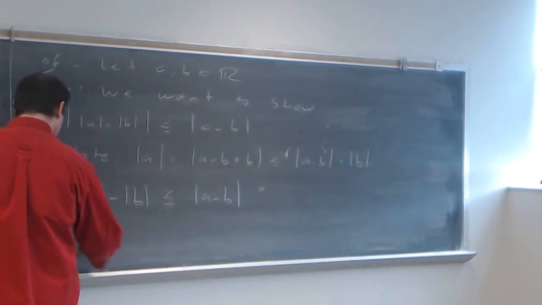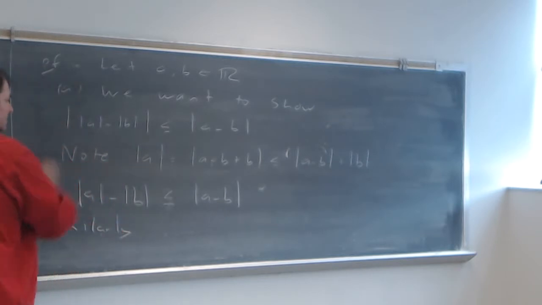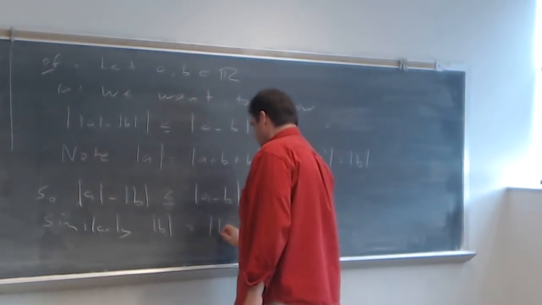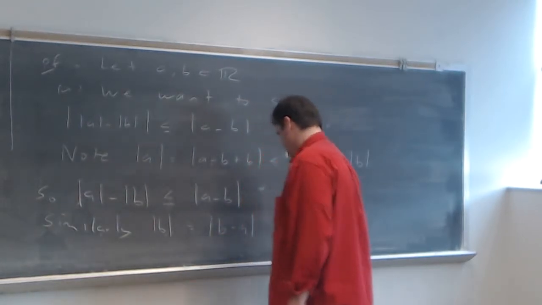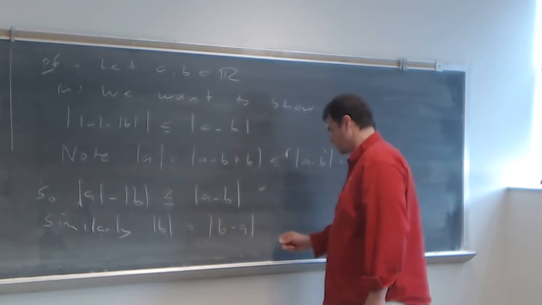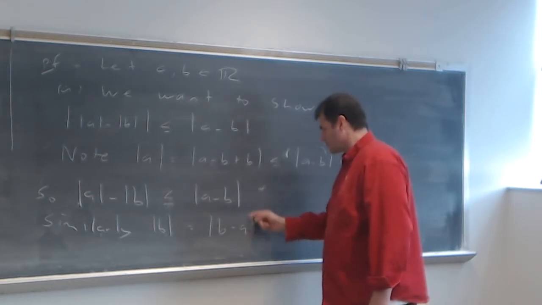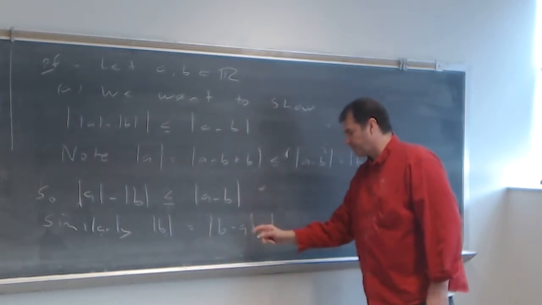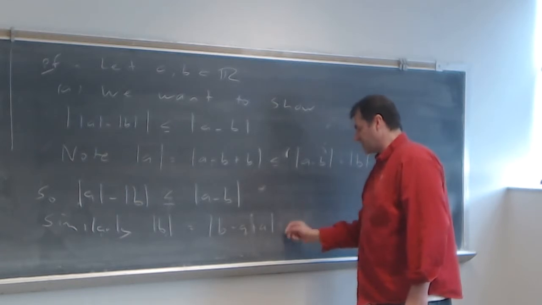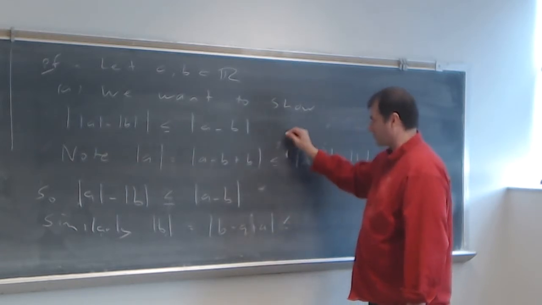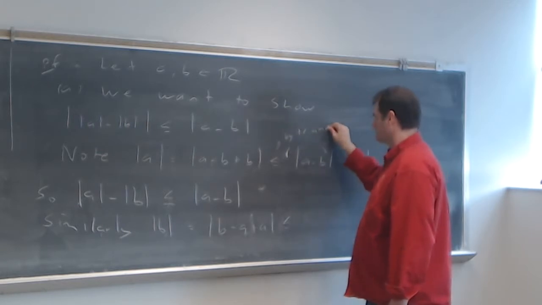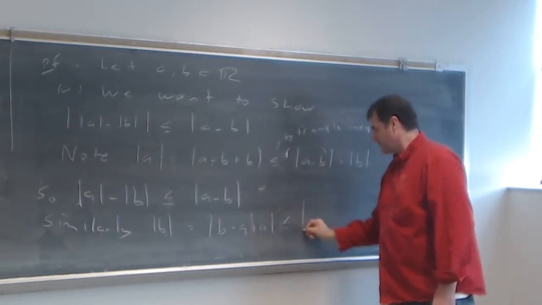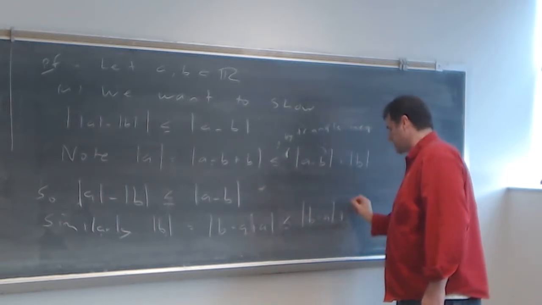Similarly, I'm going to do the same thing that I just did, except instead of starting off with the absolute value of A, I'm going to start with the absolute value of B. So the absolute value of B is equal to the absolute value of B minus A plus A. Let me write it that way. So again, I'm adding 0 in a funny form. And then that's less than or equal to, by the triangle inequality. So this is by the triangle inequality. And similarly, this is by the triangle inequality. It's less than the absolute value of A minus B plus the absolute value of A.